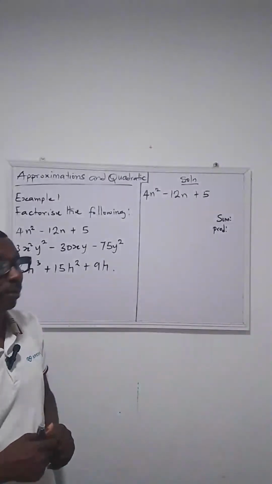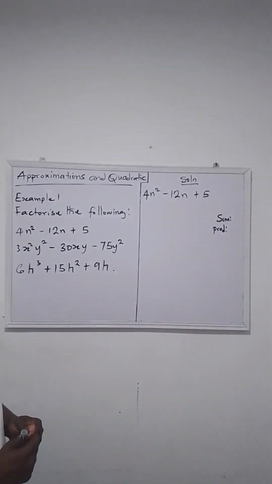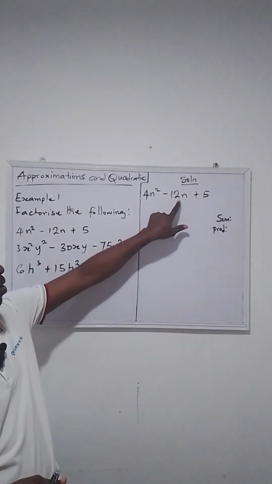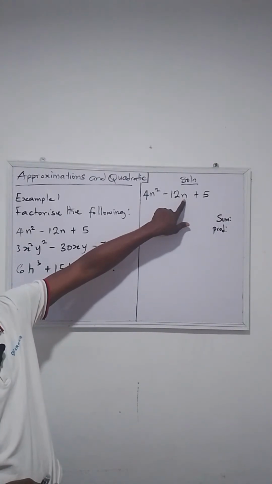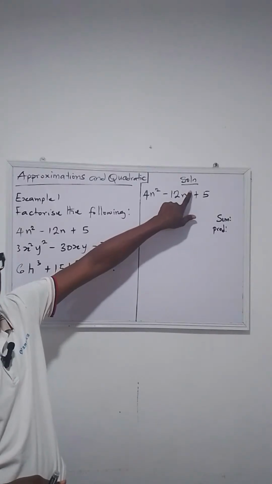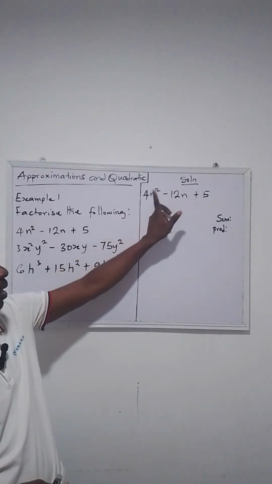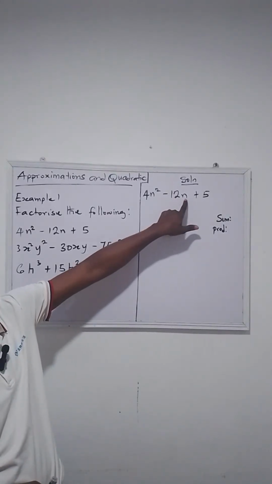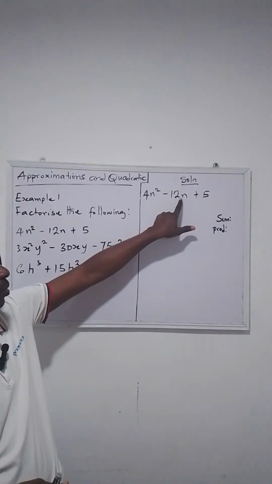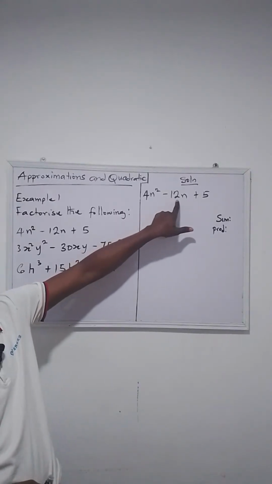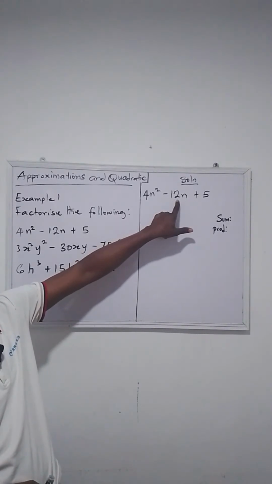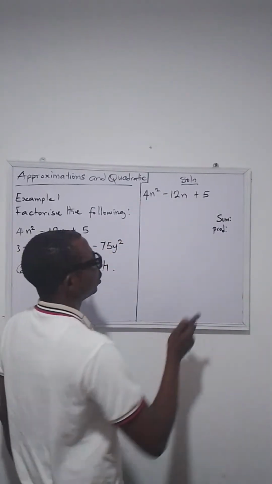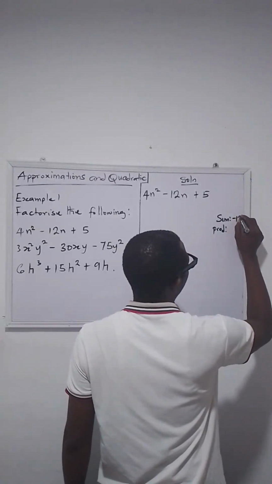Now, I'm doing it. The sum of this quadratic expression is the coefficient of n, the variable with the power of 1. You can see a variable with power of 2, but you go straight to the one with power of 1. The number beside the variable is what we call the sum. So the sum for this quadratic expression is negative 12.